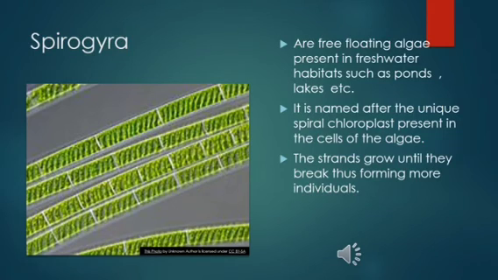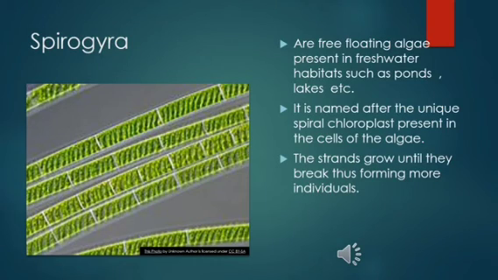So what happens? This is an algae which keeps floating on water, and the strand will grow. As it grows, sometimes it starts breaking, and once it breaks, the broken piece will start growing into a new individual. Are you understanding? So this is the meaning of fragmentation. This is exhibited by Spirogyra, which is a kind of algae present in fresh water.